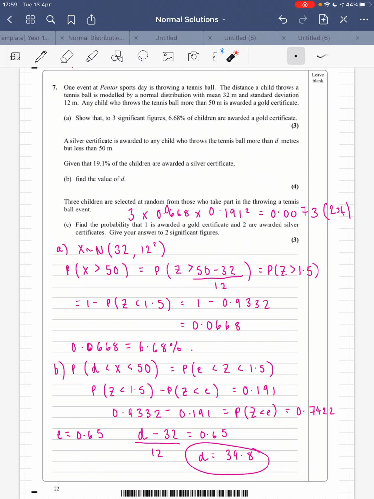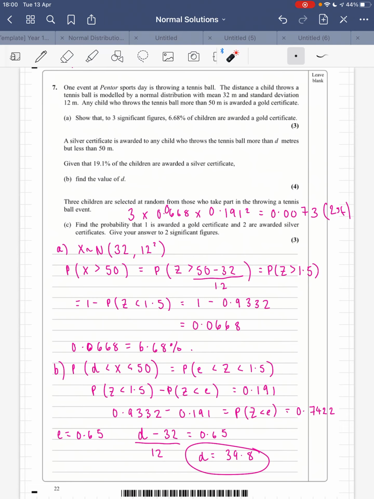So Tom gets gold, Taylor and Harry get silver. If it was work it out and those specific children are given specific medals, then we would just do that once. We would do 0.0668, that's the probability of winning a gold medal, and multiplied by 0.191, and then another multiplied by 0.191 for both Harry and Taylor to get their silver medals.